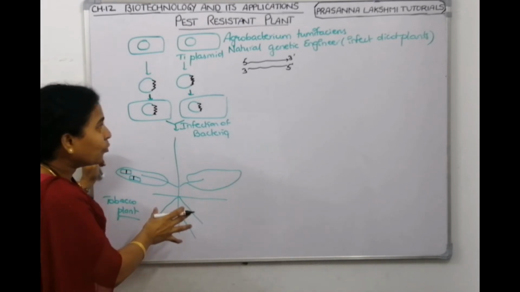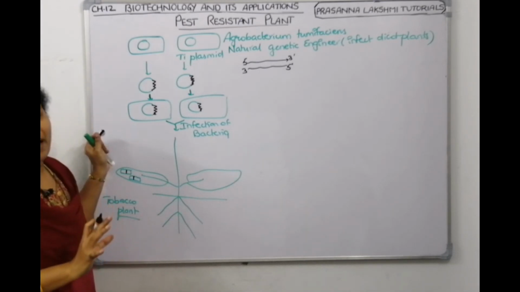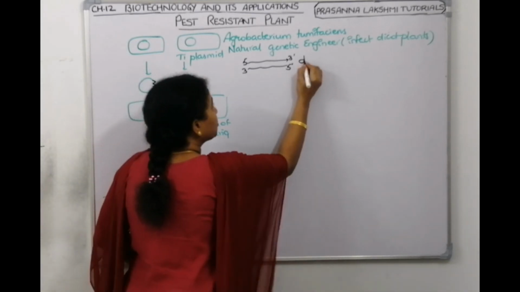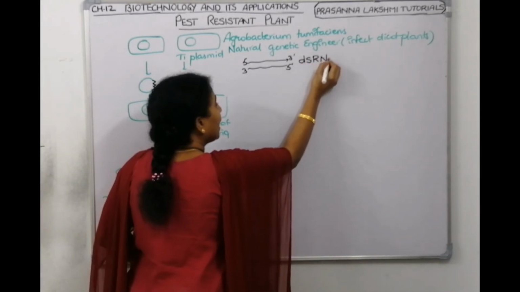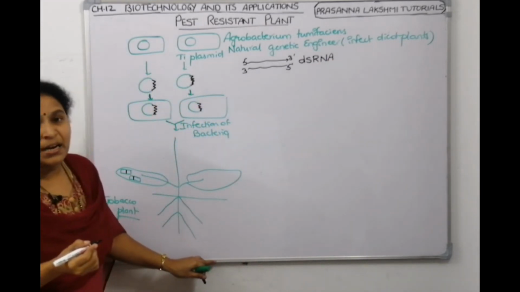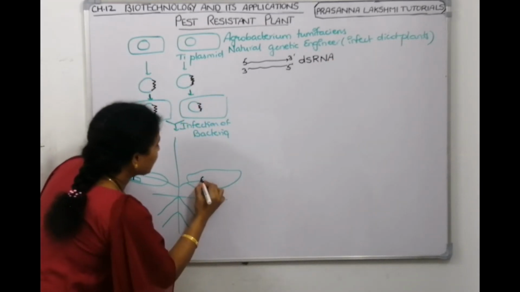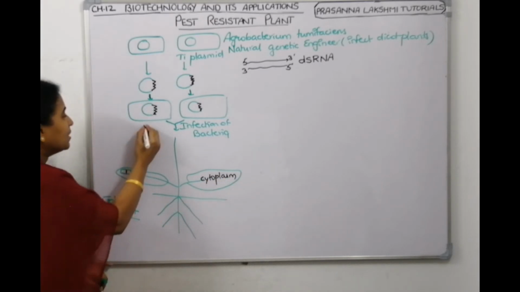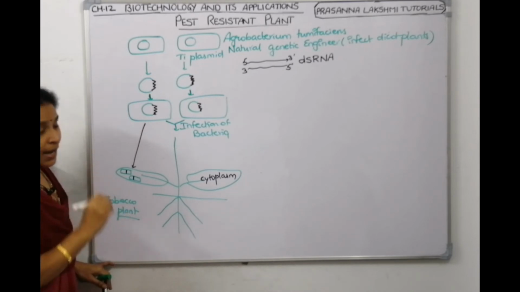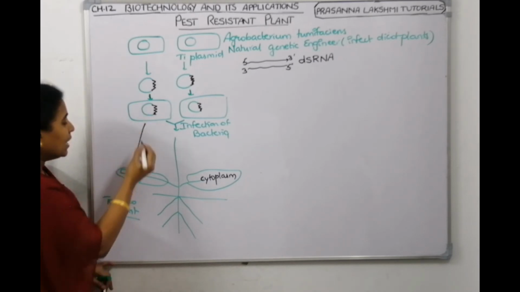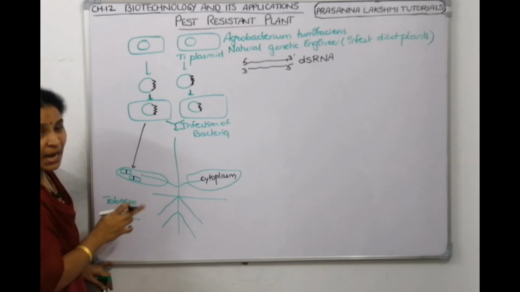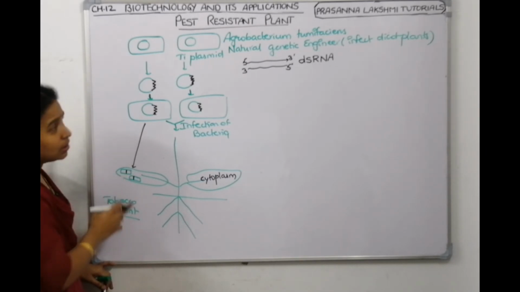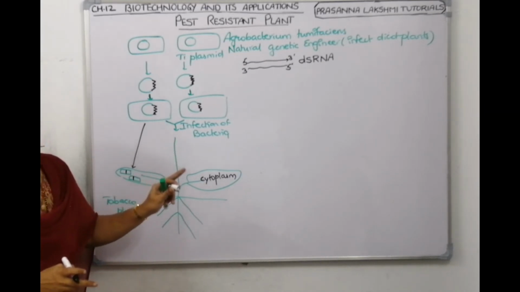So inside the tobacco plant, you got a double-stranded RNA. After transcription, we got double-stranded RNA. This double-stranded RNA will come into the cytoplasm of the cell. The bacteria infected the plant. After infecting the plant, this is DNA. DNA after transcription will make RNA. One RNA, other RNA, both are complementary to each other. You got a double-stranded RNA.